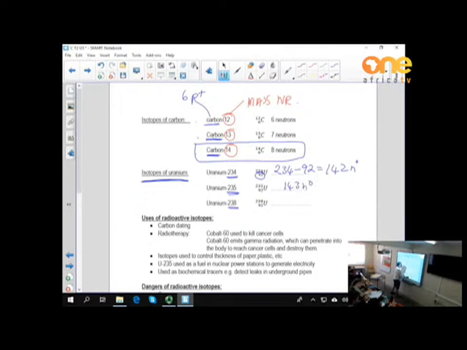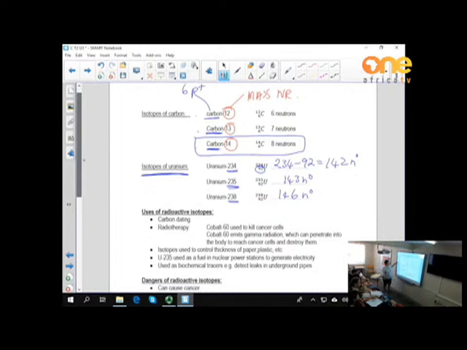143 neutrons. And the last one? 146 neutrons. All right. You follow? Many elements have isotopes. Some are more well known than others. We won't work with all of the isotopes. These are just a few.